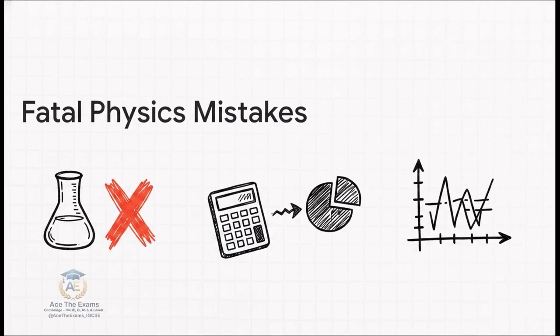These are the silent killers draining top-band grades every single year. Missing units? Writing 500 instead of 500 joules or 500 watts instantly kills your marks. Rounding too early in a multi-step efficiency calculation? That makes your final answer mathematically wrong. Or what about graph axes errors? If you misread a scale that went up in 2s instead of 1s, you completely invalidate your data. These aren't physics failures. They are exam technique failures.